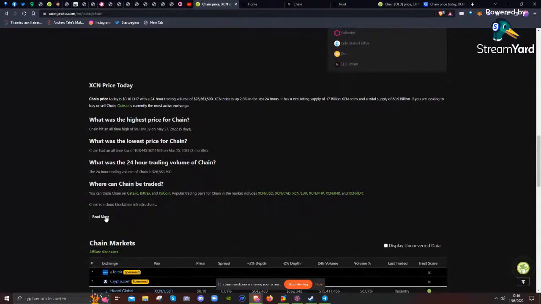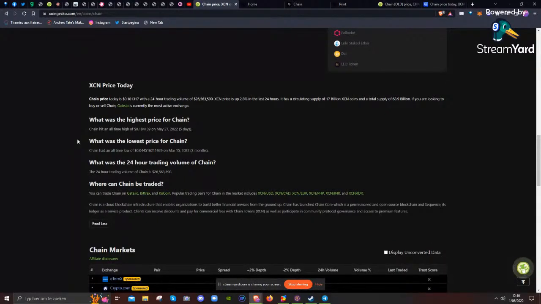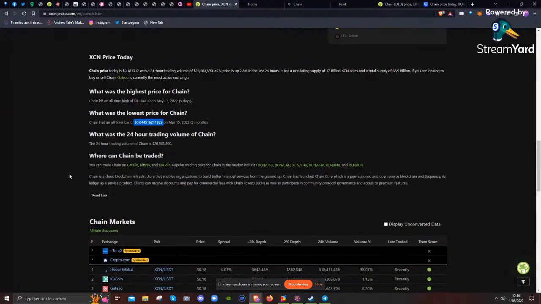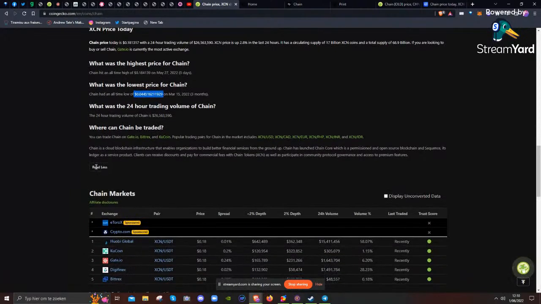Now, I'm curious, what are they about? Chain price today is 0. If you're looking to buy or sell, Gate.io is currently the most active exchange. Okay. Highest price, lowest price. You can see it here on screen. So highest, lowest. Those 24-hour trading. Popular trading pairs for Chain in the market include XCN USD, Canadian dollars, euros, PHP, INR, and IDR. I don't know all tickers by heart.